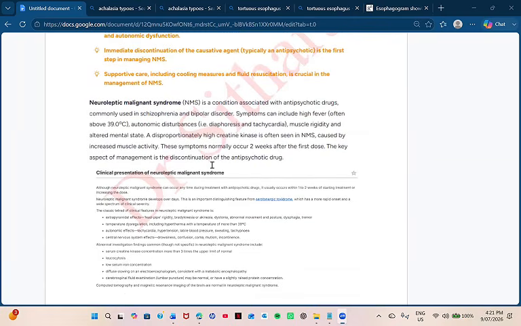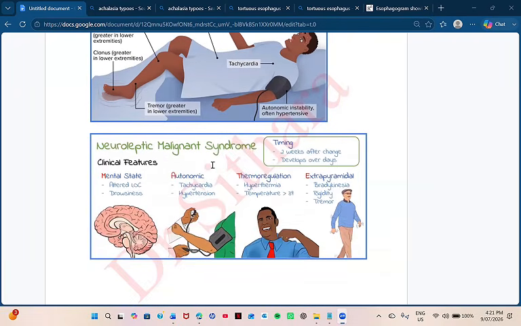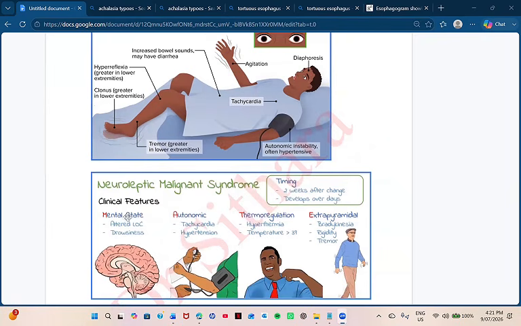So then I will explain about neuroleptic syndrome. So what is neuroleptic syndrome? That is happening in here. You can remember the neuroleptic syndrome from one of these pictures. Okay, so you can remember it as MAID.